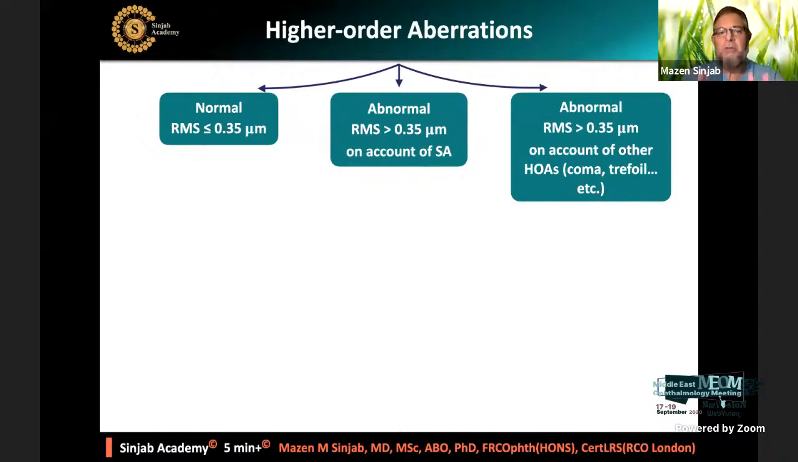So the high order aberrations of the cornea are either normal, so the RMS is within 0.35 microns; abnormal, if the RMS is more than 0.35 microns, but on account of spherical aberration; or abnormal, RMS more than 0.35 microns, but on account of other high order aberrations such as coma and trefoil. So according to the amount and type of the high order aberrations, we can go to pathway one, normal, pathway two, abnormal but spherical aberration, or the third one, which is abnormal but on account of other high order aberrations.